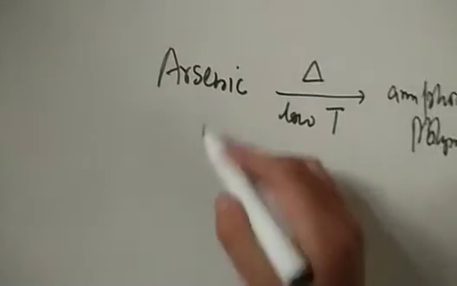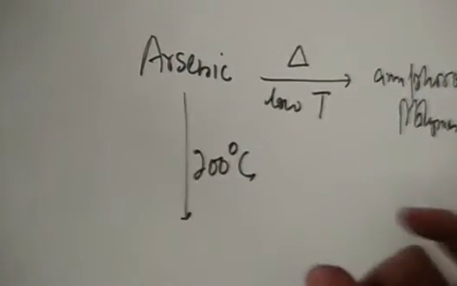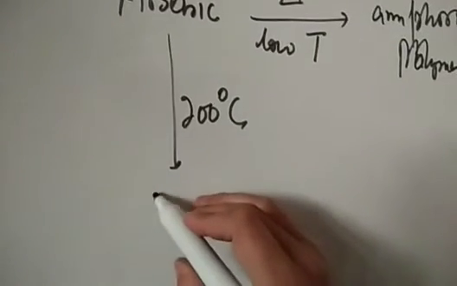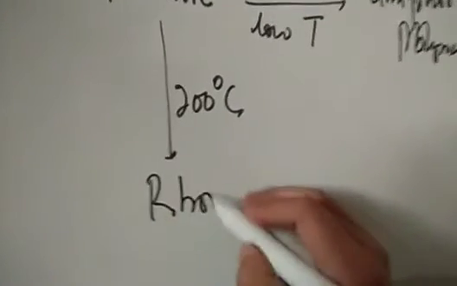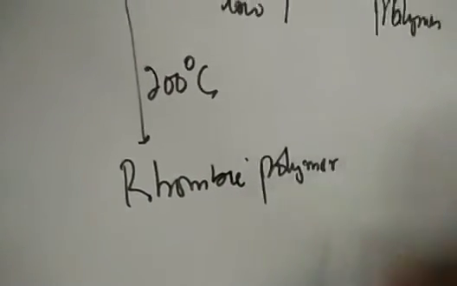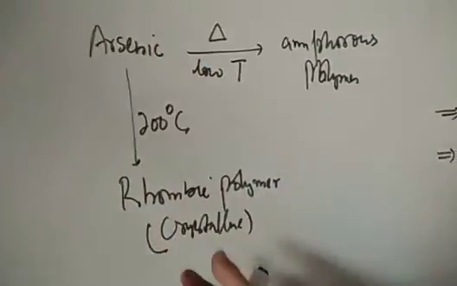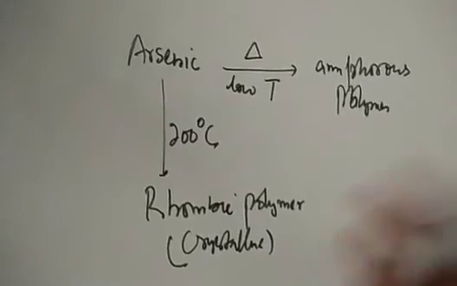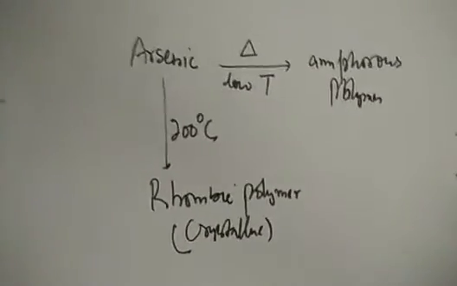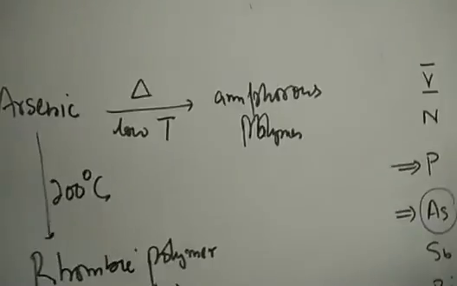And if you heat arsenic at a high temperature like 200 degrees, then you will get a crystalline polymer. The geometry in the crystalline form is rhombic or rhombohedral polymer of arsenic, and that's basically highly crystalline. So it's a crystalline polymer that you can generate from arsenic at a high temperature by heating at 200 degrees. So that was the example from the case of this group fifth. Now let's move to the last group.